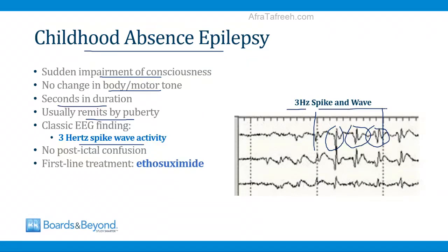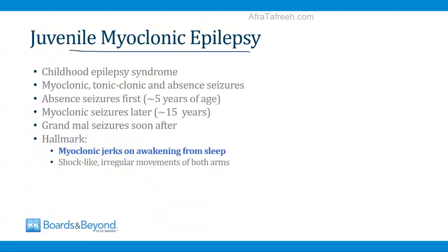These children do not develop post-ictal confusion, so they will stare off into space, and then when the seizure remits, they will regain consciousness. Sometimes this is brought to attention by a teacher who thinks the child is not paying attention in class. And the first-line treatment is the drug ethosuximide. Children who have this disorder respond very well to ethosuximide, and I talk about this drug in the video on treatment of seizures.